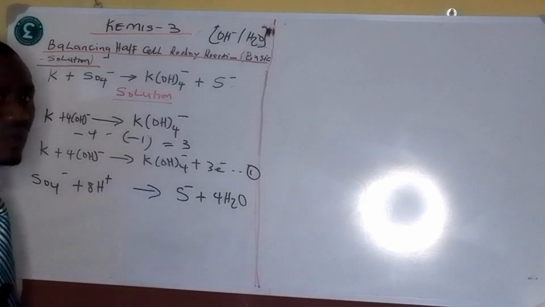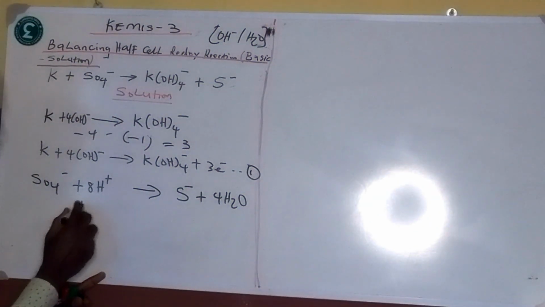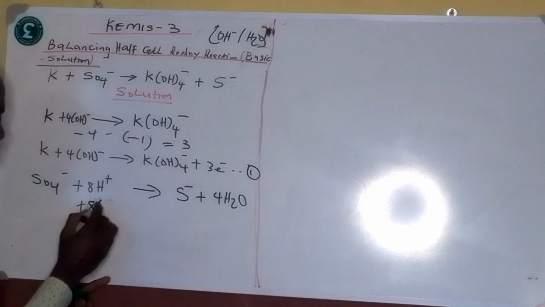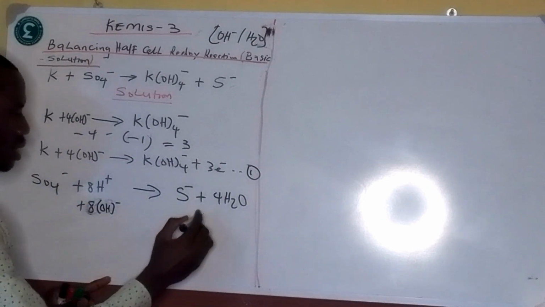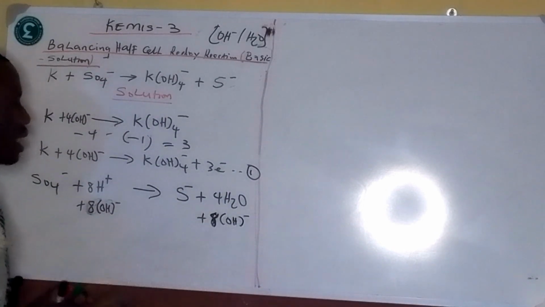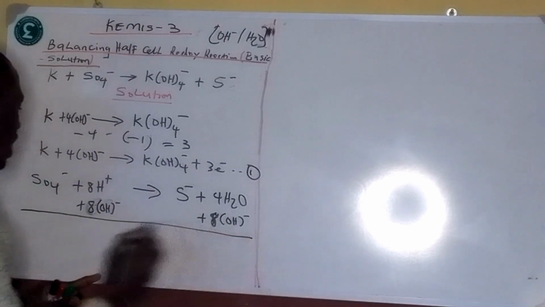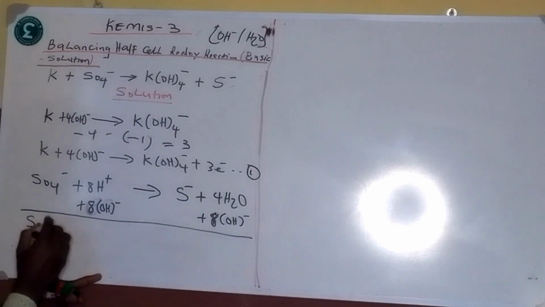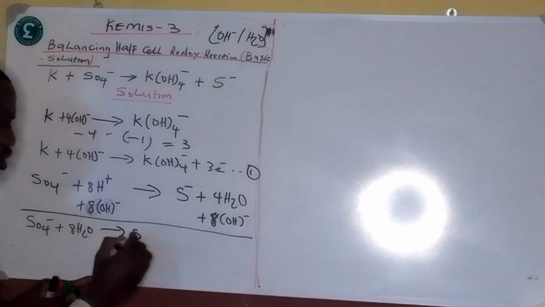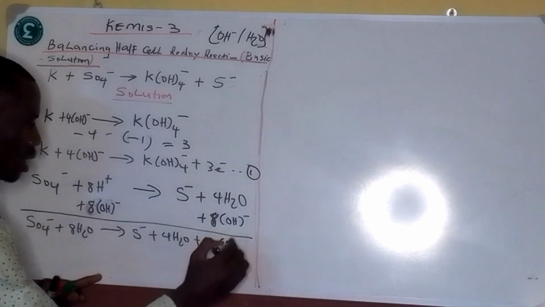Having done that, I'm now going to balance under the basic solution. If I add 8 hydroxyl to this side, I will add 8 hydroxyl to this side. Now, 8 hydroxyl plus 8 hydrogen gives me 8 molecules of water, 8H2O, which is going to give me sulfur, plus 4H2O, plus 8 hydroxyl.